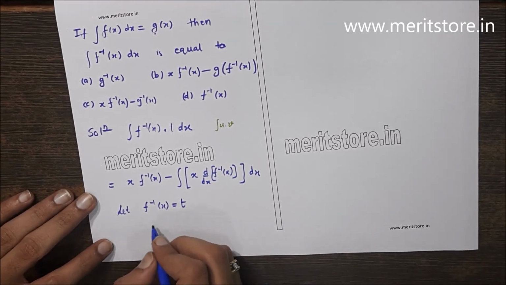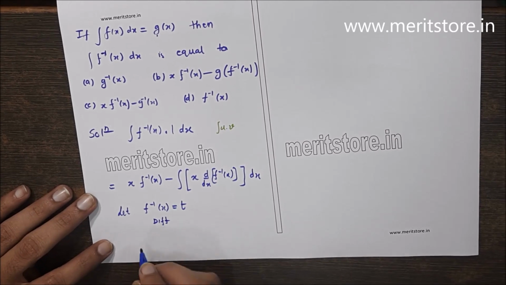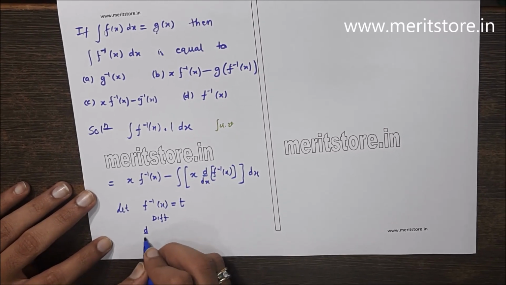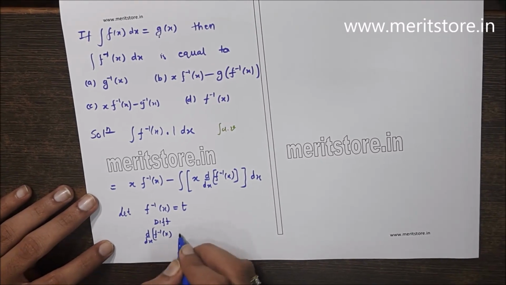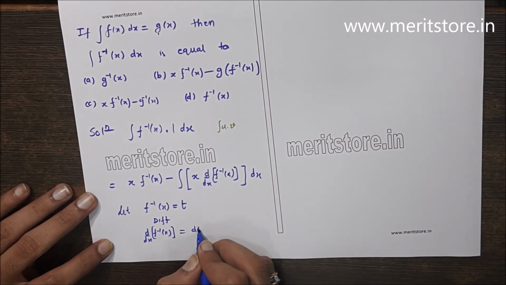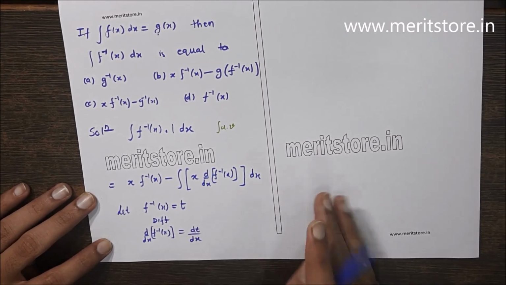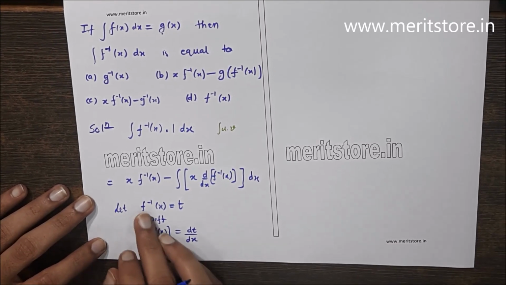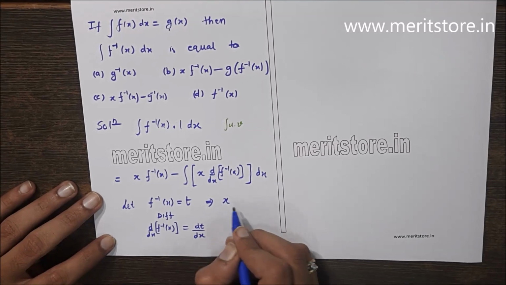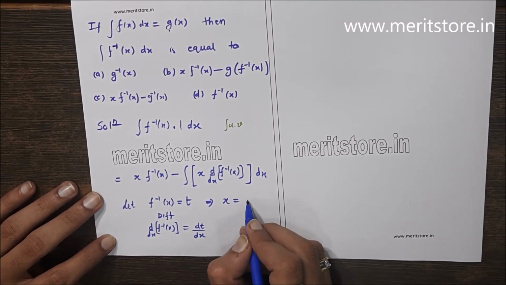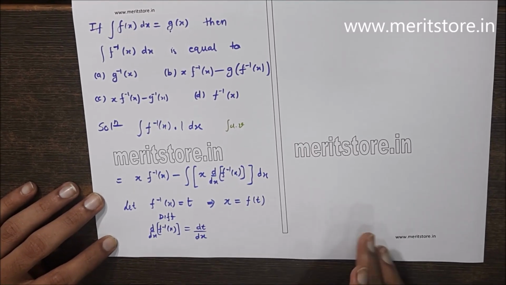As usual, if you are making a substitution, we are differentiating it. So I can say that d dx of f inverse x is equal to dt by dx. At the same time, since f inverse x is equal to t, I can say that x is equal to f of t.